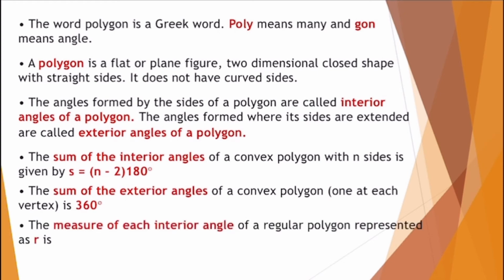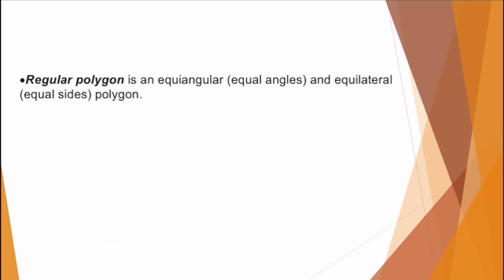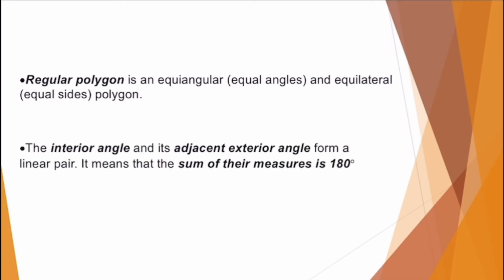The measure of each interior angle of a regular polygon, represented as R, is equal to (n - 2) times 180 degrees divided by n, where n is the number of sides of the polygon. Next, a regular polygon is an equiangular, or equal angles, and equilateral, or equal sides, polygon. And last, the interior angle and its adjacent exterior angle form a linear pair. It means that the sum of their measures is 180 degrees. Let's proceed.